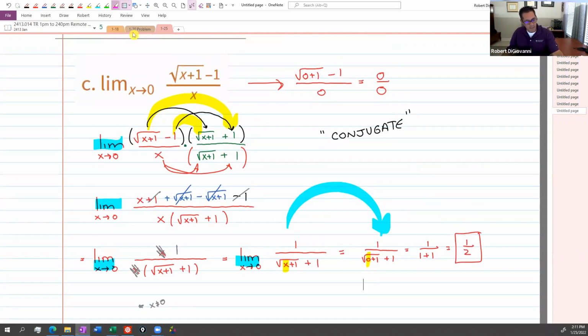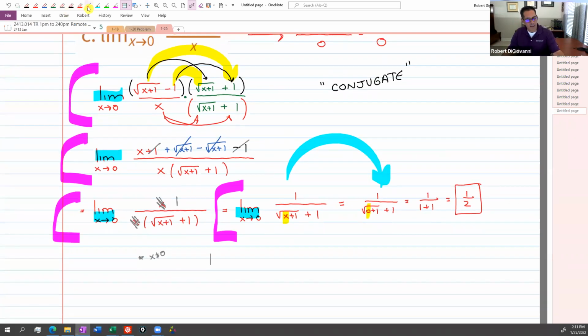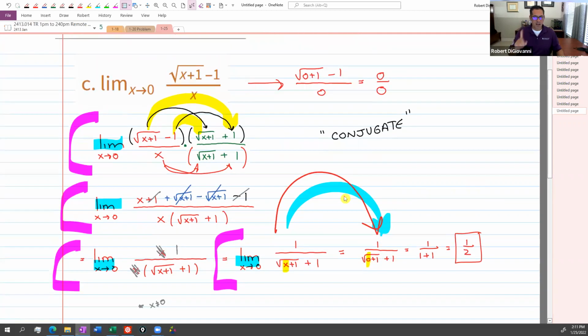Everything in every one of those steps, all of those steps right there are all algebra. You don't have to be a calculus student to do all of these steps. The calculus step is right there, taking the limit. That's the calculus step, all right? Questions? Conjugate. When I see square roots, I'm thinking conjugate.